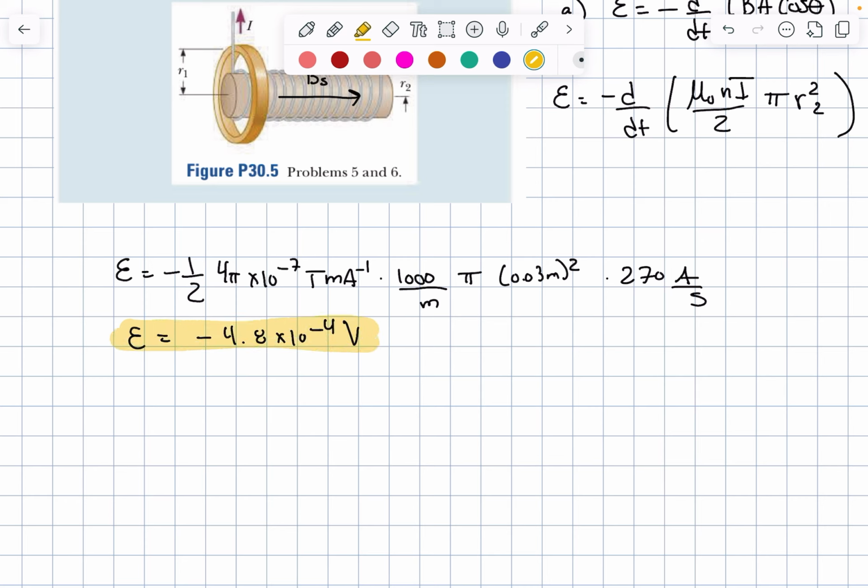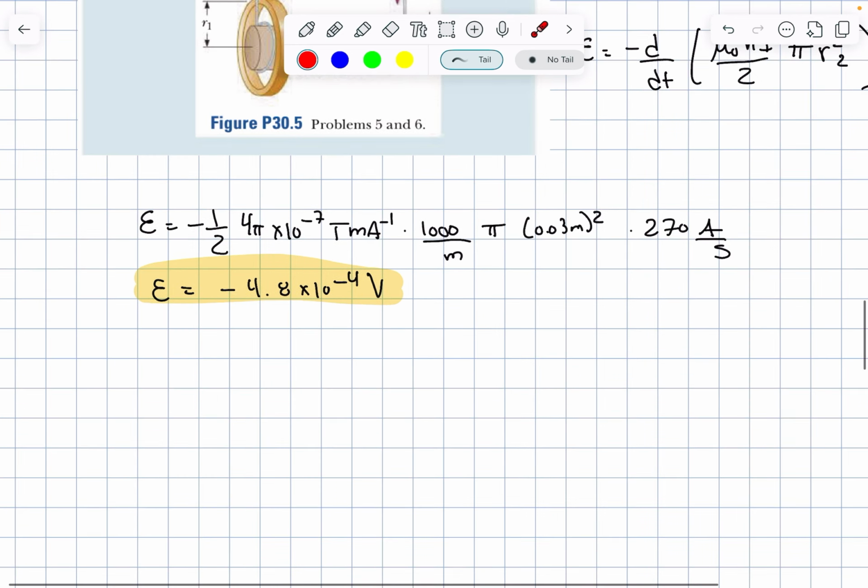Okay, so that is our EMF, and we're of course assuming that this change is just a constant change with respect to time. So every second it changes by a certain amp. So now we have E, we can find out what the induced current is, and that's what we do in A.